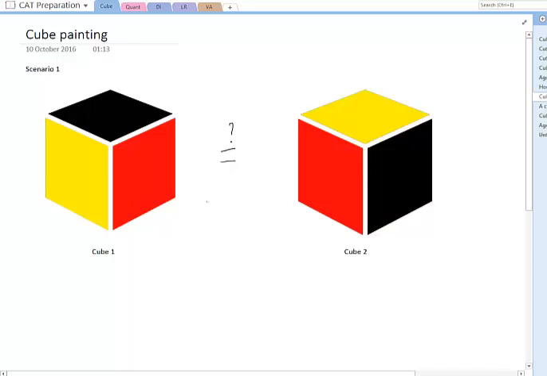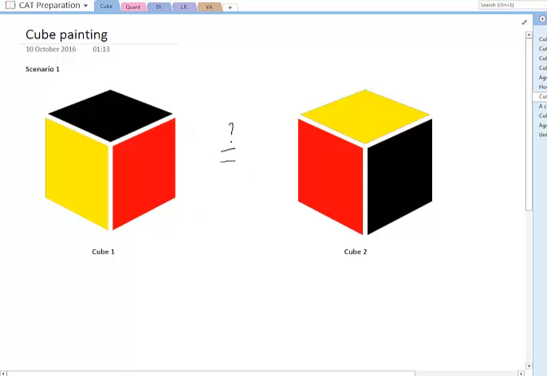So the first scenario is what is there on your screen. If you look at the cube on the left hand side and the cube on the right hand side, is there a way you can tell whether both these cubes are same or not? Can they be similar? And the answer would be yes. Probably they can be similar. You can never be sure without looking at all six faces.